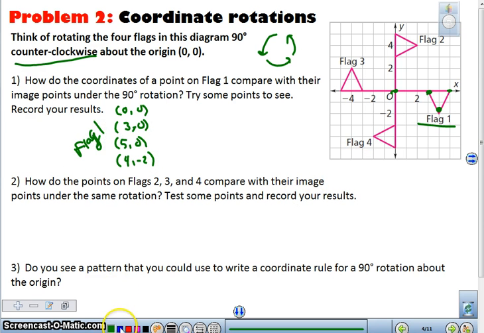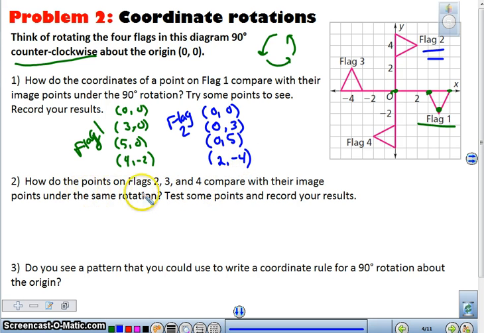Now we're going to change colors, and we're going to look at flag 2. So flag 2 for us is going to be blue. And if we're looking at those same points going around, we still have 0, 0, so that didn't change. The next one is going to be 3, 0. Not 3, 0, but 0, 3, up 3. 0, 5. And our last one is going to be at 2 and -4.